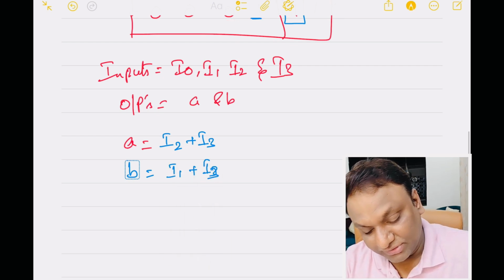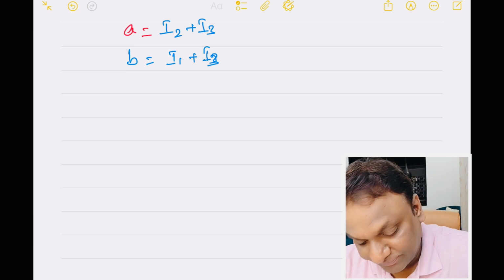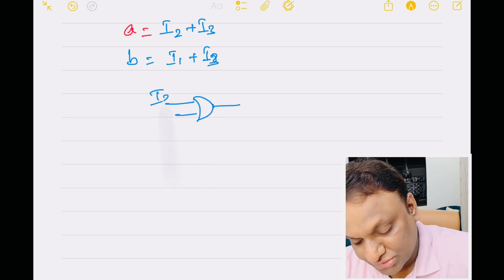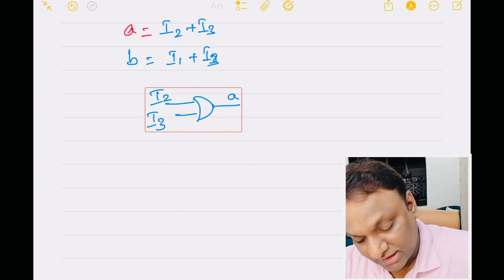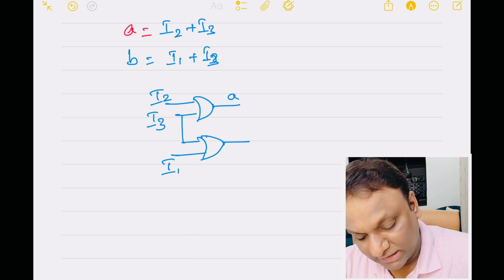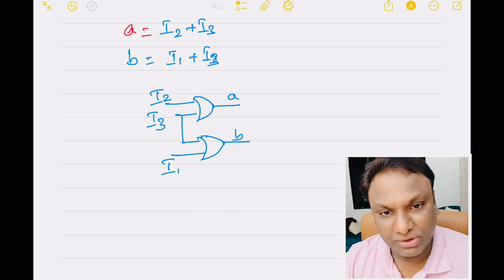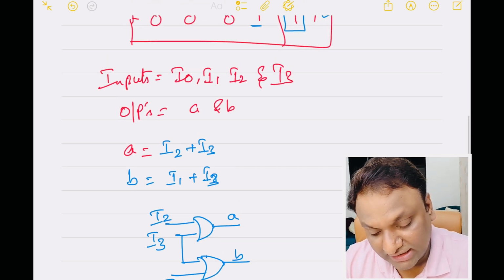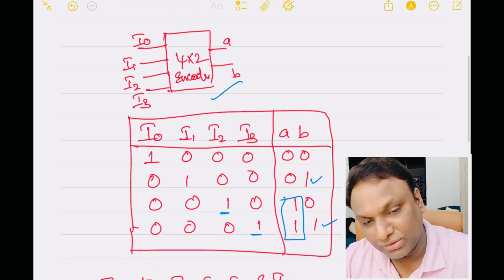So the circuit diagram goes like this. This is I2, this is I3, and this will be the A output, an OR gate. The same input is given here, and this is I1. This is my B output. If I connect in this fashion, I can implement a simple 4 to 2 encoder.